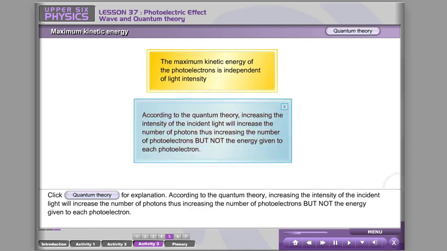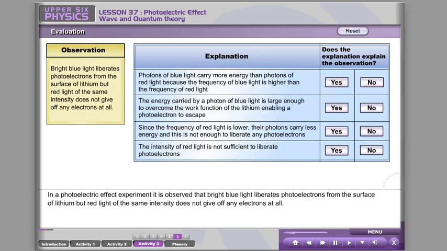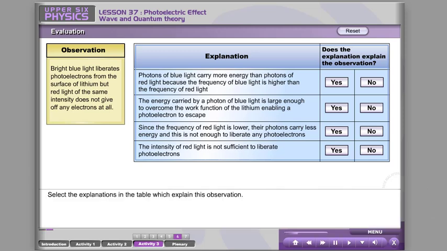According to the quantum theory, increasing the intensity of the incident light will increase the number of photons, thus increasing the number of photoelectrons but not the energy given to each photoelectron. In a photoelectric effect experiment, it is observed that bright blue light liberates photoelectrons from the surface of lithium, but red light of the same intensity does not give off any electrons at all. Select the explanations in the table which explain this observation.